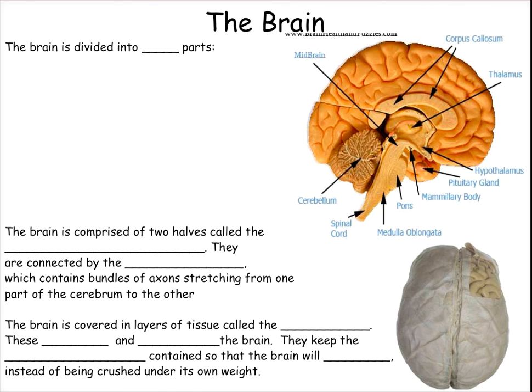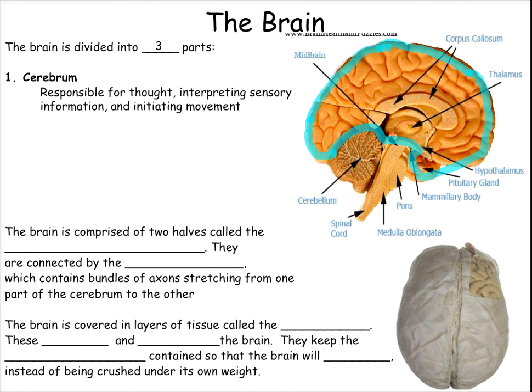Okay, now we're going to take a look at the brain. The brain is divided into three basic parts. The first part is called the cerebrum. The cerebrum is the large wrinkled structure that I'm going to outline here. So all of this outlined area is part of the cerebrum.